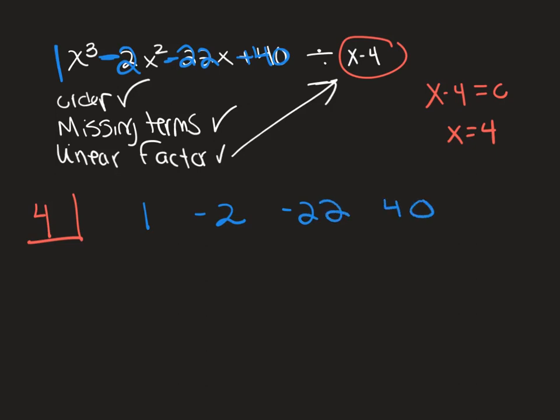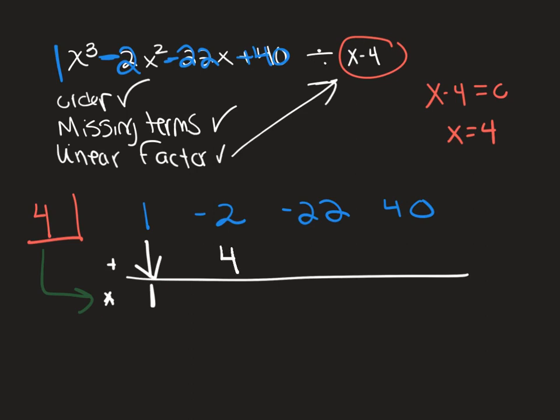Then what we do, I'm going to draw a line. You're going to drop the first one down, so the 1 comes down. Below the line, you multiply. Above the line, you're going to add. So I'm going to do, below the line, it's 4 times whatever's down here. So 4 times 1 is 4. So I take my 4 that I just got and I put it right here. And then I add above the line. Negative 2 plus 4 is 2.